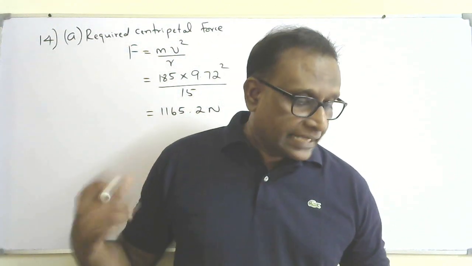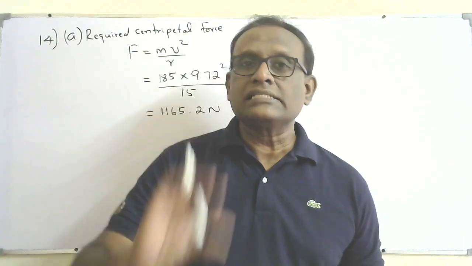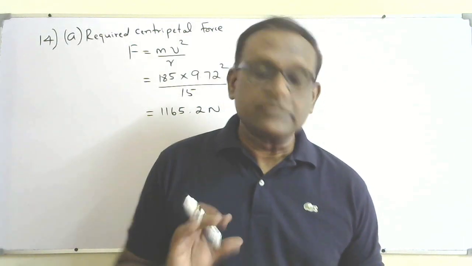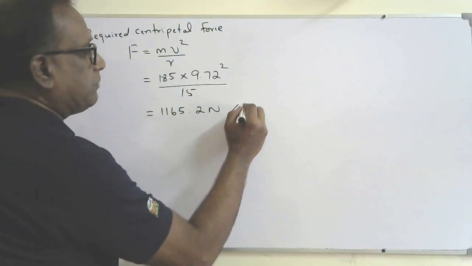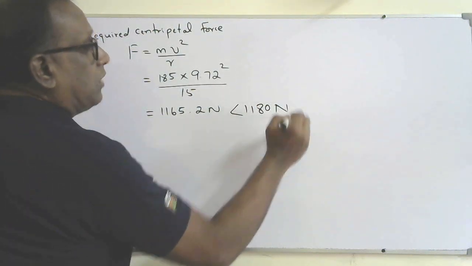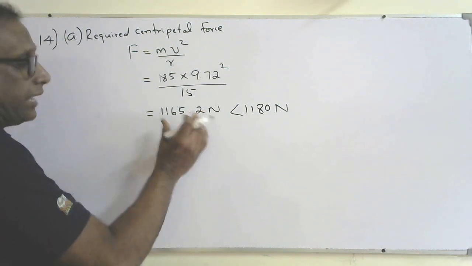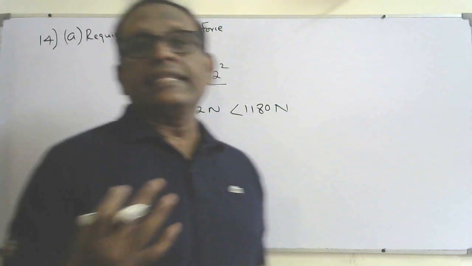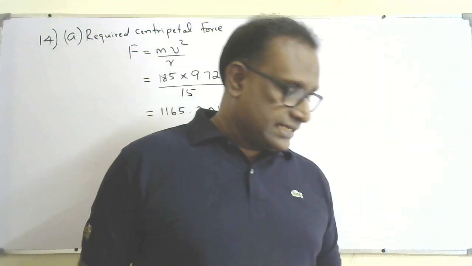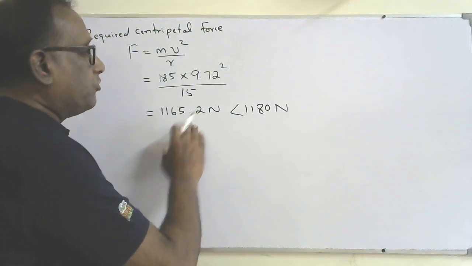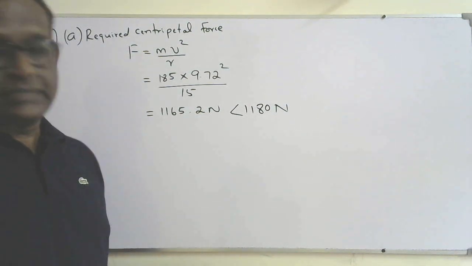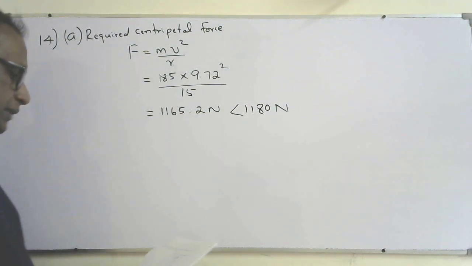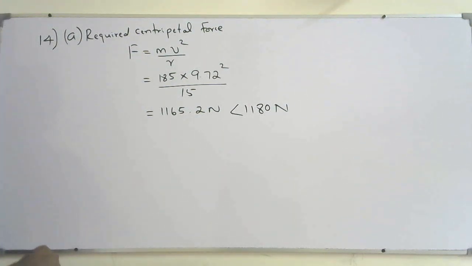But the maximum friction between the wheels and the ground is 1180 newtons. So that means the friction is more than enough compared to the required one. So it is a correct design. You can say that since the required centripetal force is less than the maximum friction, the design criteria is acceptable. That's the answer for the A part.